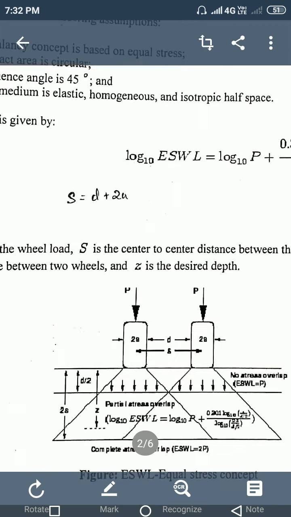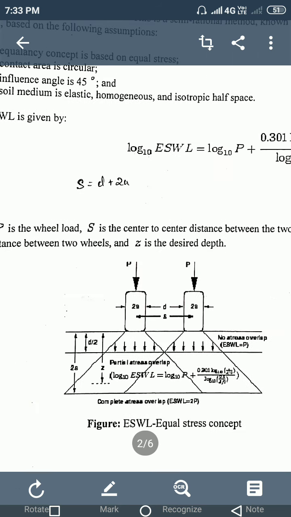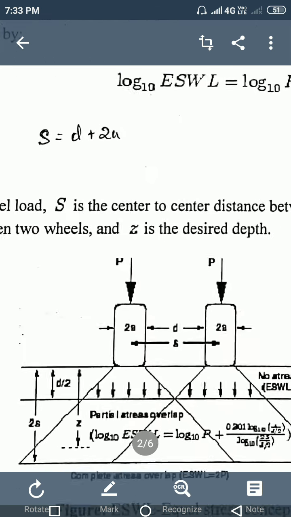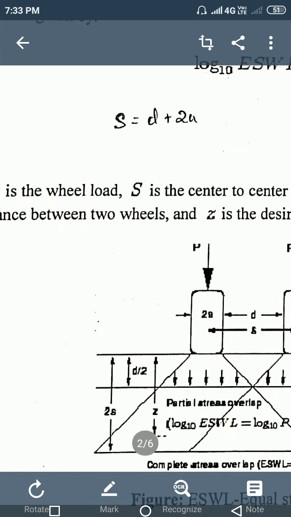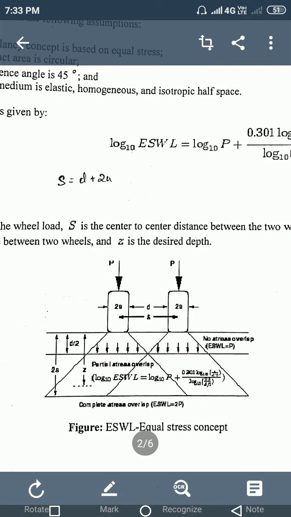What we are assuming here is that the contact pressure of both the wheels is the same. Here you have the equivalent single load concept based on the dual wheel. The two wheels have a diameter of 2a. The center to center distance between the wheels is S, and D is the clear distance between the walls of the wheels. These wheels are subjected to the load P as shown in the figure.